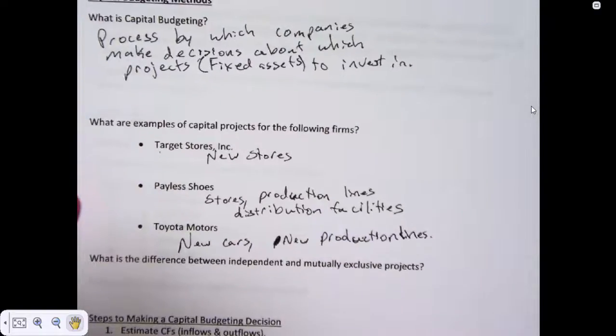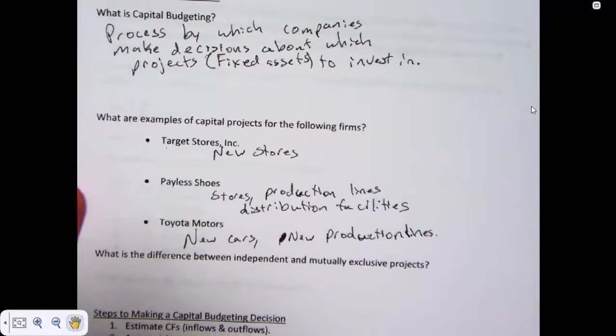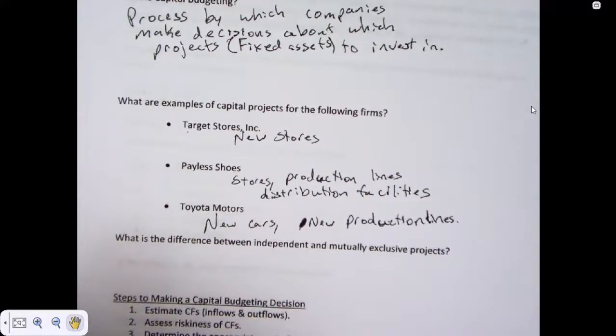What's the difference between independent and mutually exclusive projects? Well, the cash flows of independent projects don't rely on one another. So it's like McDonald's going into a new town where it doesn't have any other locations and there's nothing nearby. So that would be an independent project. They don't have to worry about infringing on another restaurant's location and taking away sales from another location.